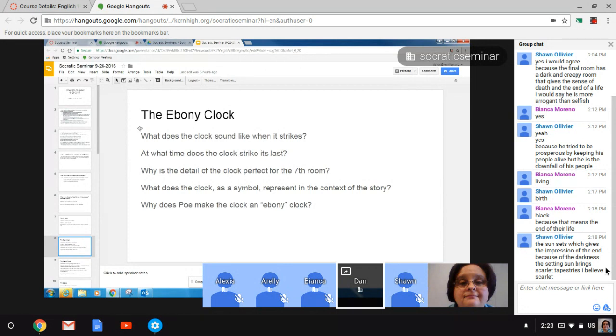Okay, so the clock is described as having a loud peal. Peal is a sound. And so let's move on to the next question, and maybe we get some more people answering. At what time does the clock strike its last? It's kind of an ominous time. I'll give you a hint. It has to do with the change of one day to the next.